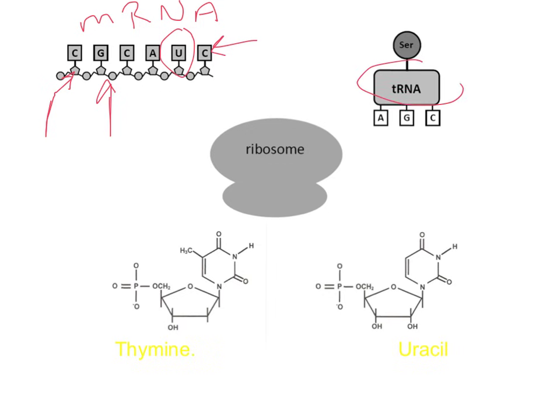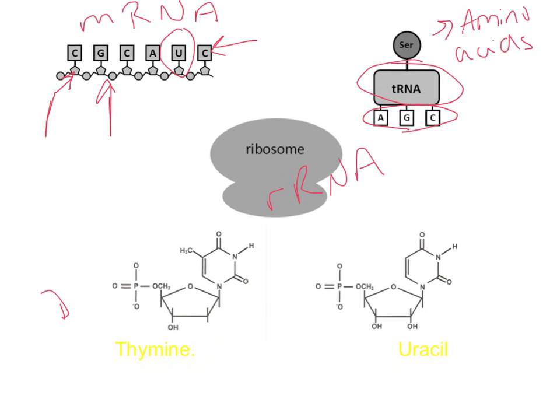Over here, we have tRNA. tRNA carries amino acids on it. You'll notice, though, it also has nitrogen bases. And then here would be our rRNA. The ribosome is made up of rRNA. So we've got 3 types of RNA. And then here are our different nitrogen bases.